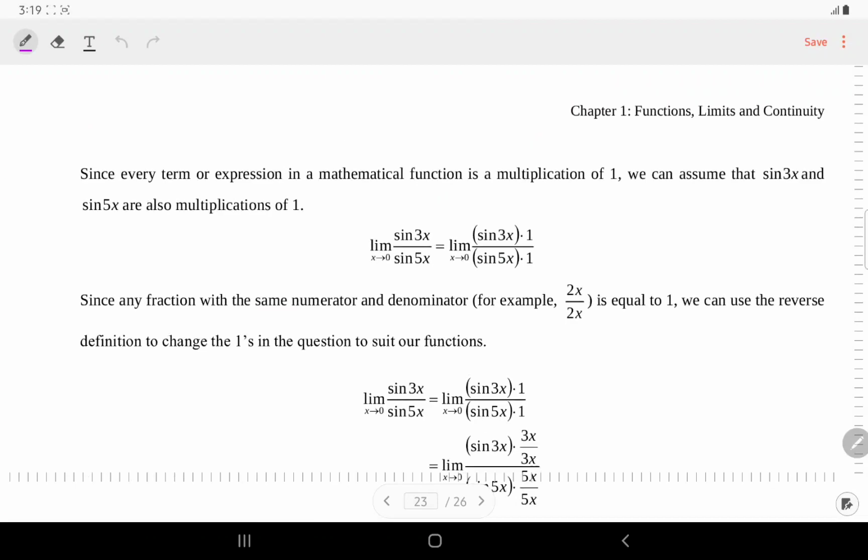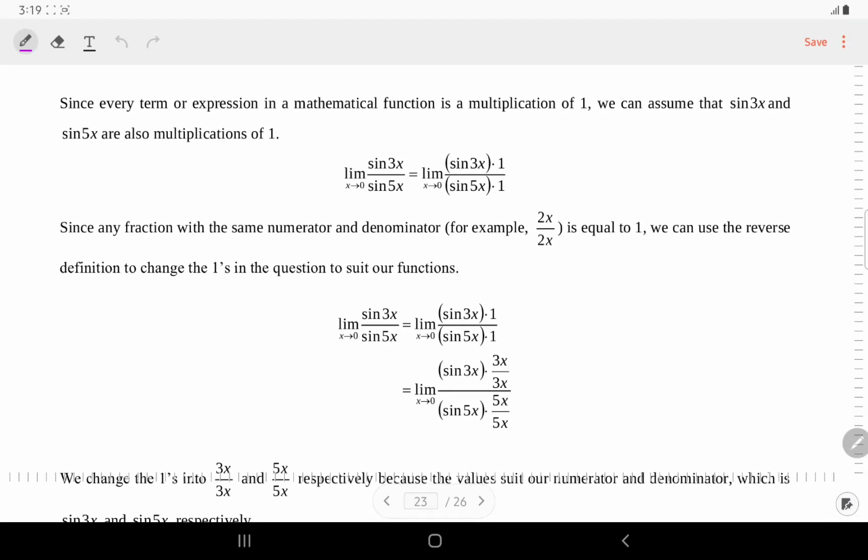Okay, next page. So how do we do for this question? Assume that sin 3x and sin 5x is the multiplication of 1. So we just multiply by 1, because any number when it is multiplied with 1 will become itself. So we just multiply with 1, both the upper and lower side.